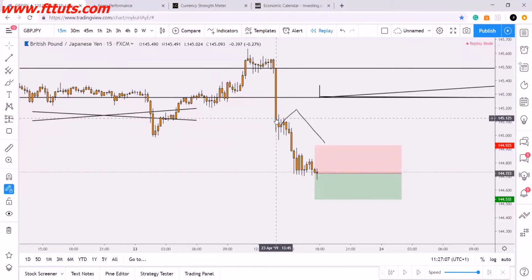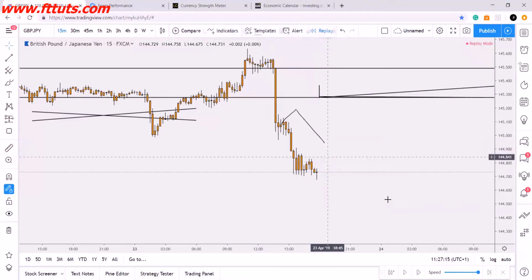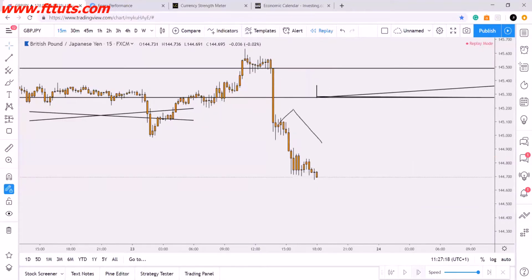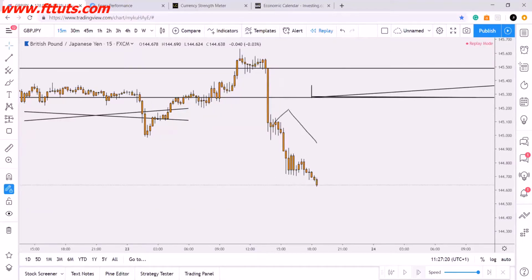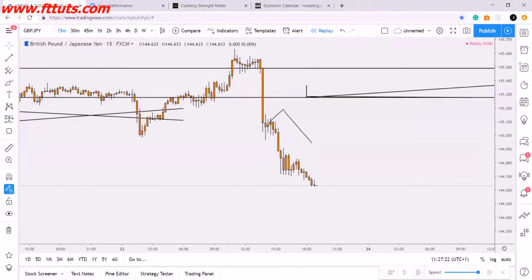Impulse move back to the downside. This is a rejection. This is push. Nah, the stop loss is too big. I have to just stay strong, man. Have to stay strong.